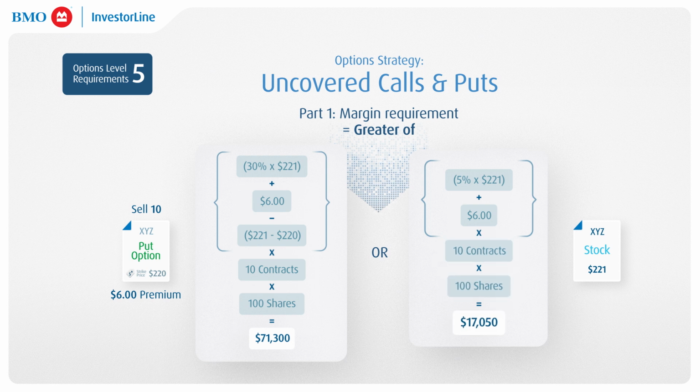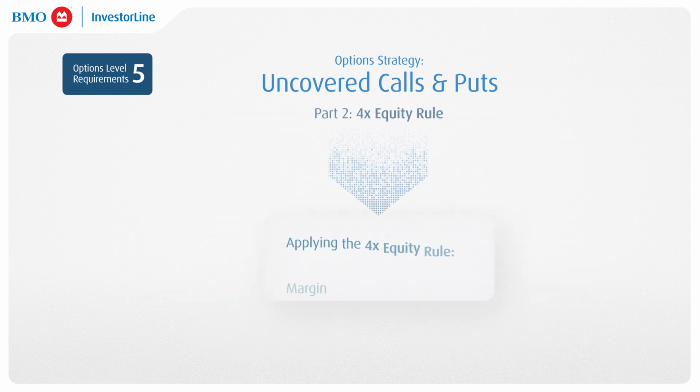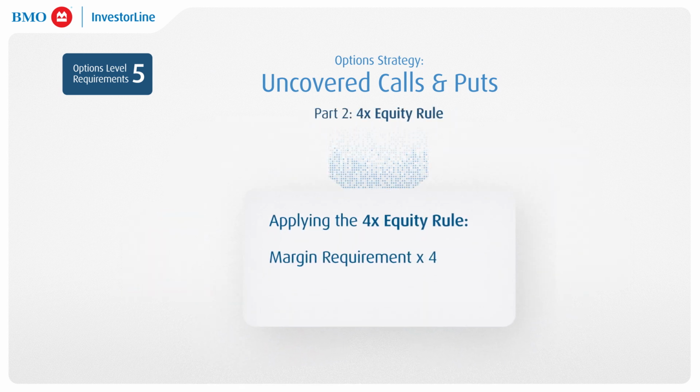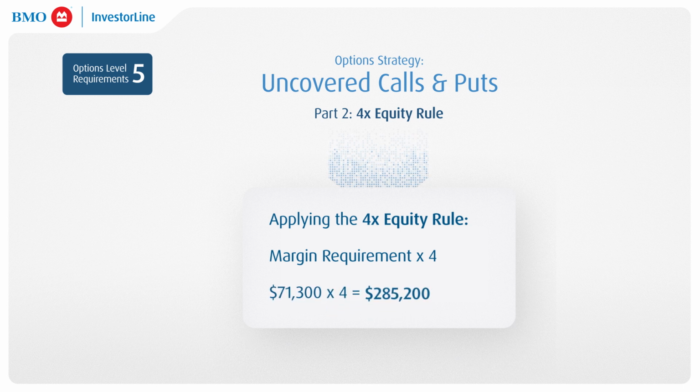Or 5% of the underlying price of $221 plus the premium, which is $6, times 10 contracts times 100 shares, which equals $17,500. In this case, the margin requirement is the greater of these two amounts, which would be $71,300. Moreover, using the 4 times equity rule, the uncovered portion of the $71,300 times 4 equals $285,200. Thus, you must have over $285,200 in net equity to open this position, assuming you have no other uncovered positions or open uncovered orders.